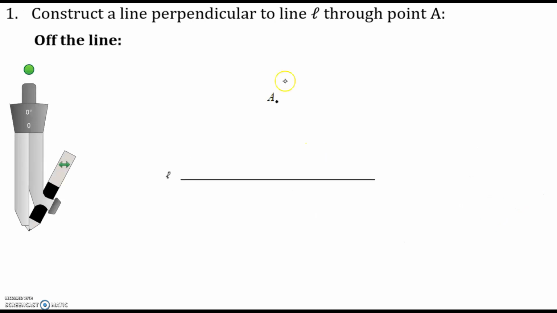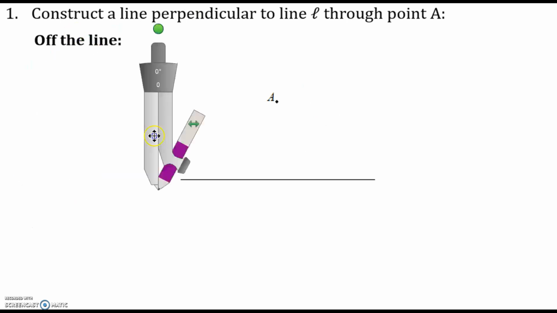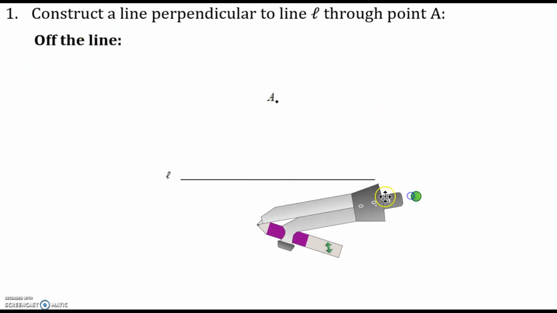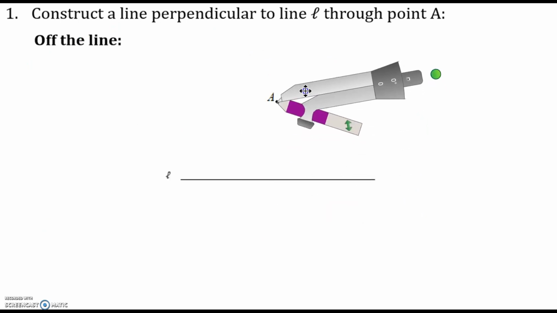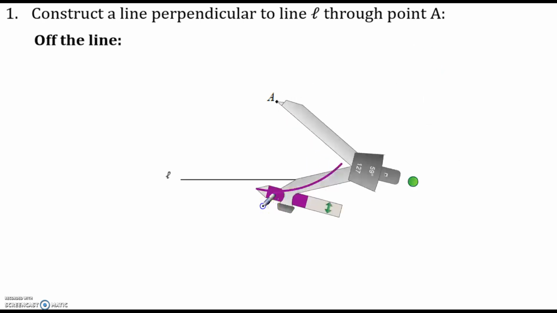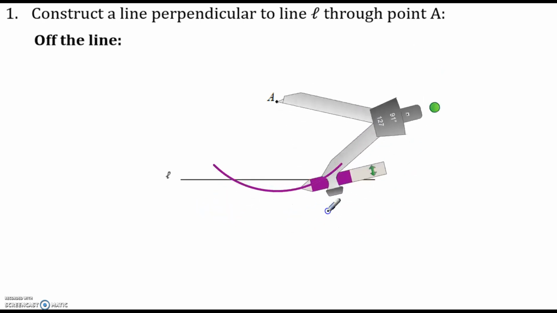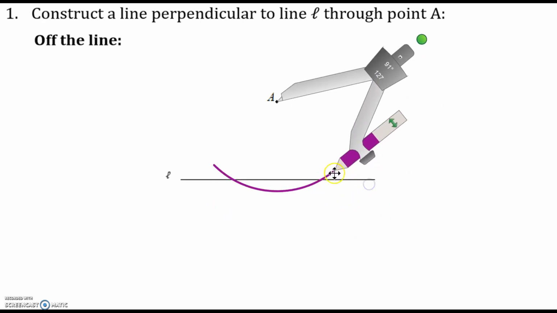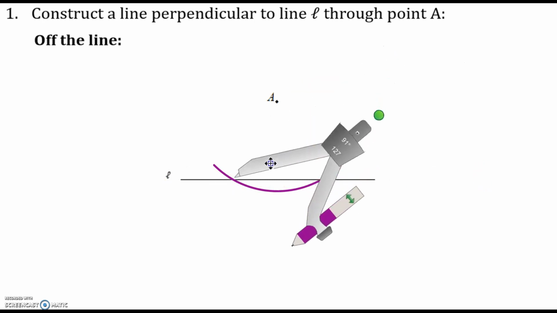Now, if point A is not on the line to start with, nothing changes about how we approach the construction. It's just where the point is to begin with. So we begin just like we did before by putting the point of our compass on the point A and opening our compass so that we can create an arc that crosses the line twice. Keep in mind, if the line isn't long enough to make the two intersections, you can extend the line because lines are infinite.